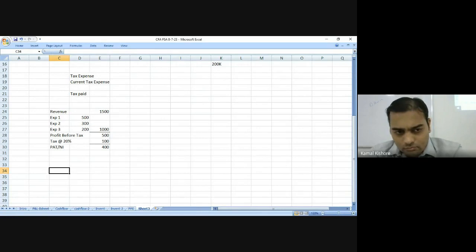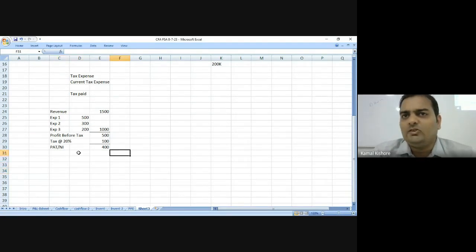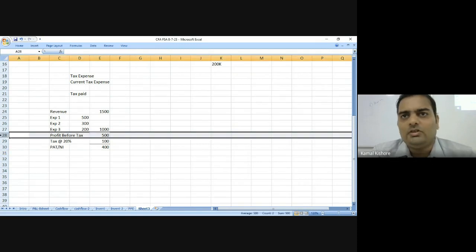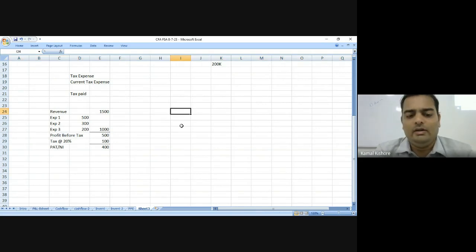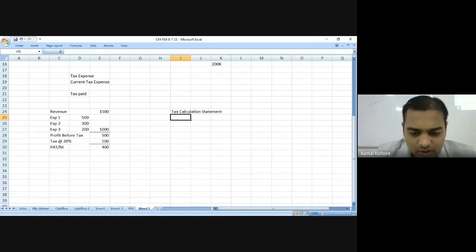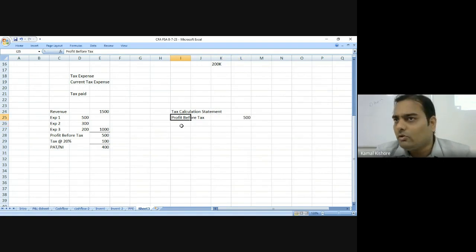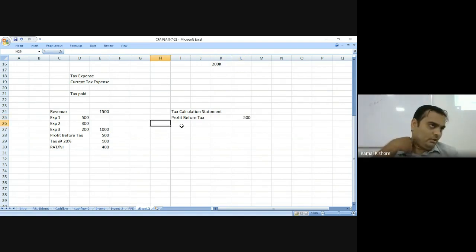Okay. Now, what happens is when tax is paid, tax is generally not paid on this. What is the process? The process is there is a tax calculation statement, tax calculation report, wherein the income tax law will say he will take your profit before tax, and he will do adjustments as per the income tax law. Some adjustments will be done. What are those adjustments?